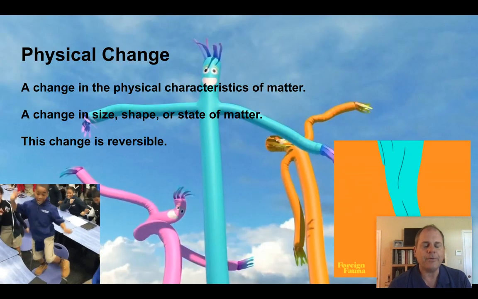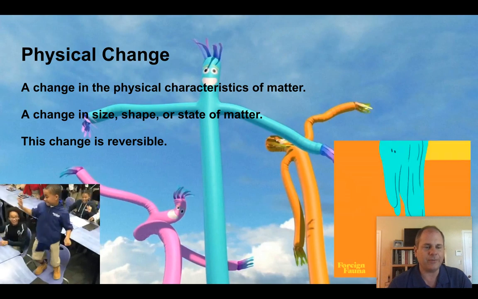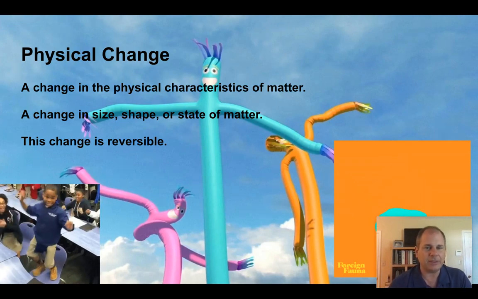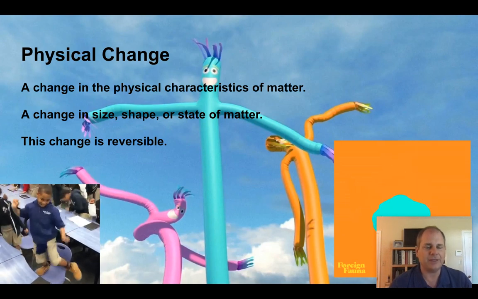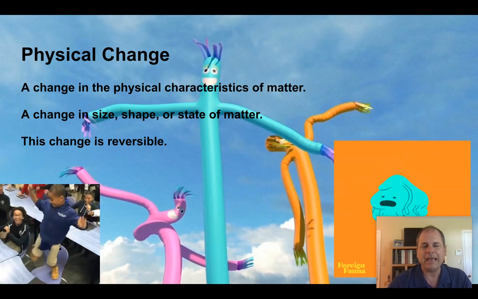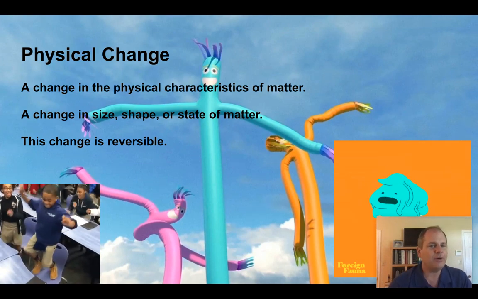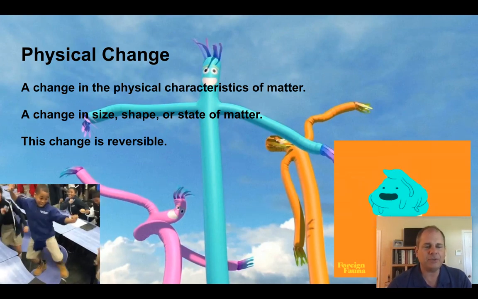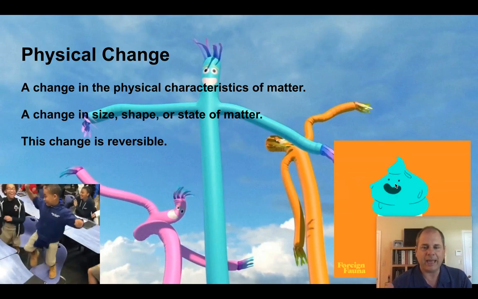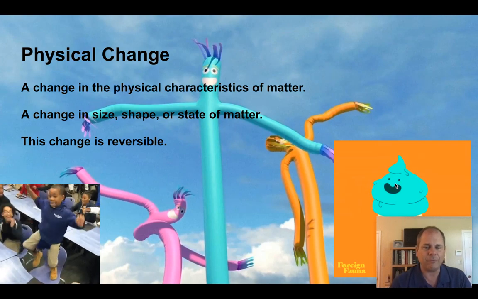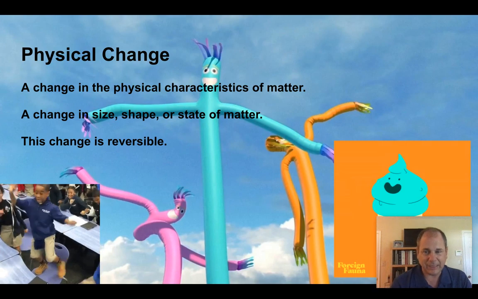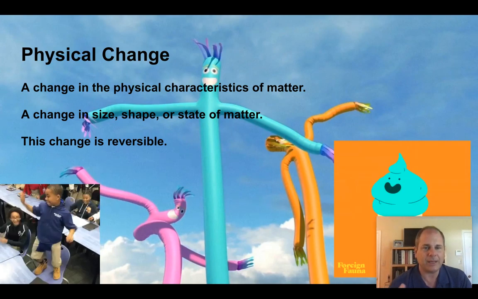Okay, let's talk about changes. So we know when things change, there can be a physical change or a chemical change. This slide is all about a physical change. A physical change is when something changes its characteristics of matter. It might change in size or shape or state of matter. This change is reversible. Behind me, you can't see, but this is ice cream melting and then reforming. So when you add heat and remove heat, the ice cream itself stays ice cream. It may be a liquid form or maybe a frozen form, but it's still ice cream.